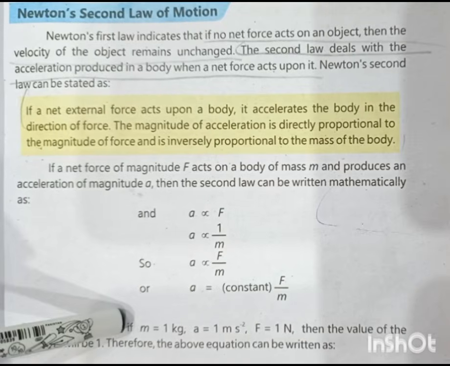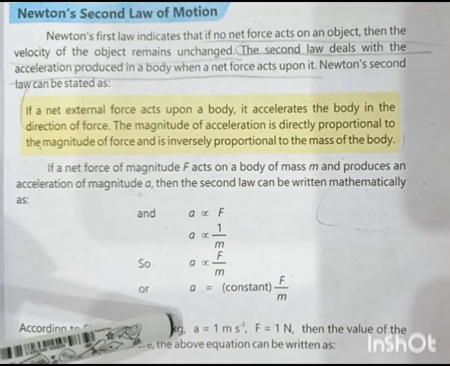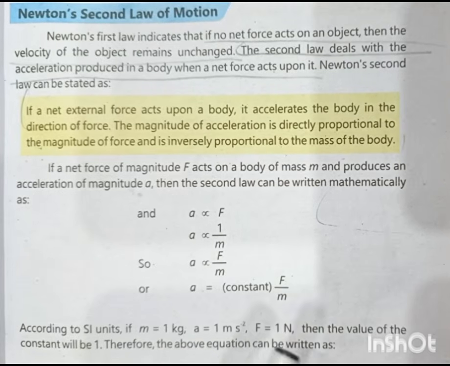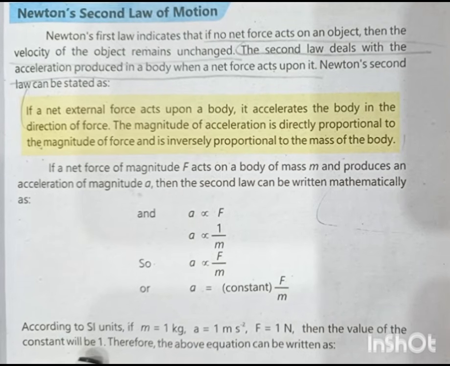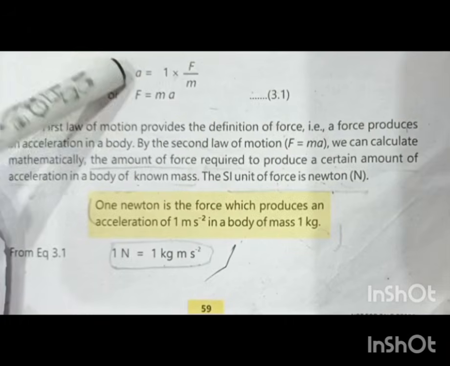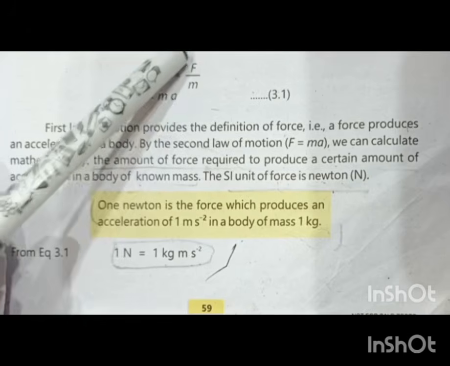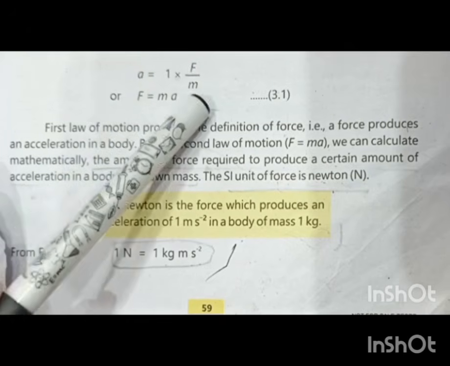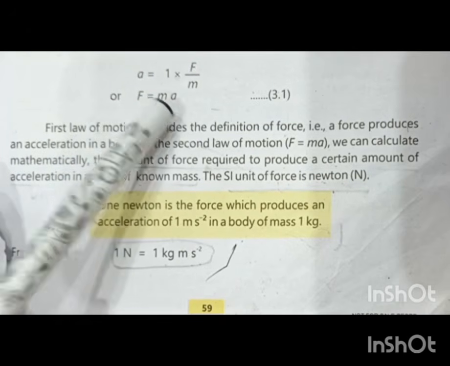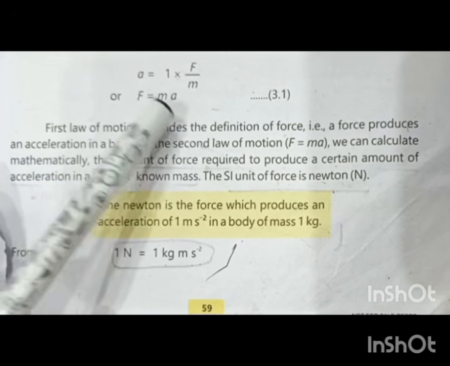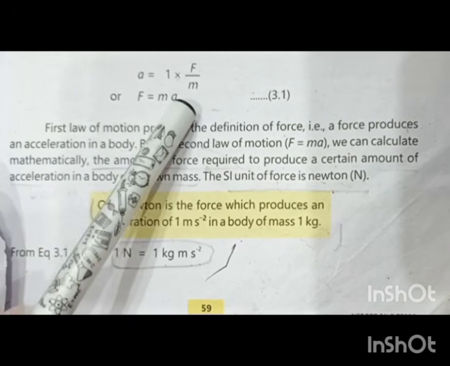According to the SI unit, if mass is equal to 1 kilogram and acceleration is 1 meter per second square, then force is equal to 1 Newton. The value of the constant will be 1. Now class, look over here: acceleration equals 1 multiplied by F over m. m will be cross multiplied with a, so F is equal to ma. The force is equal to the product of mass and acceleration.